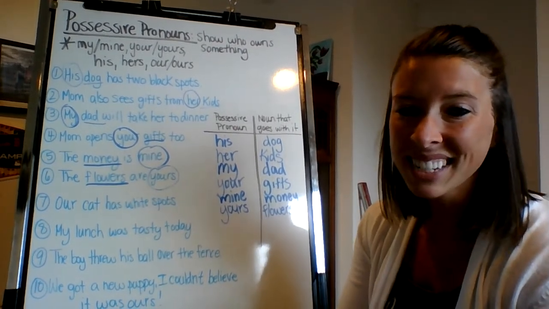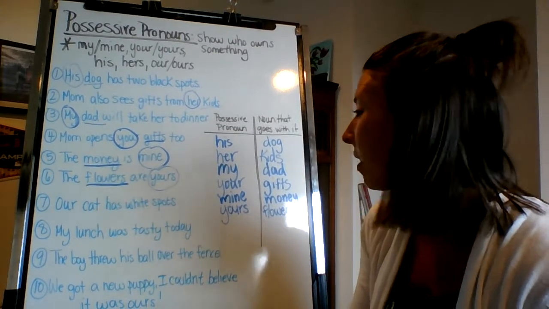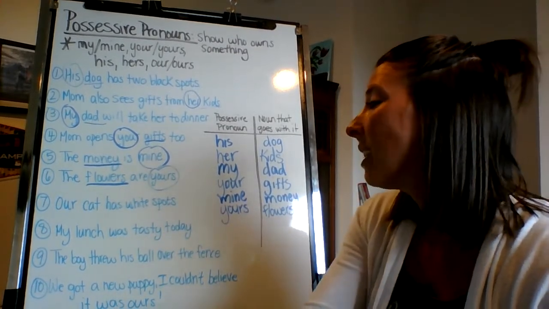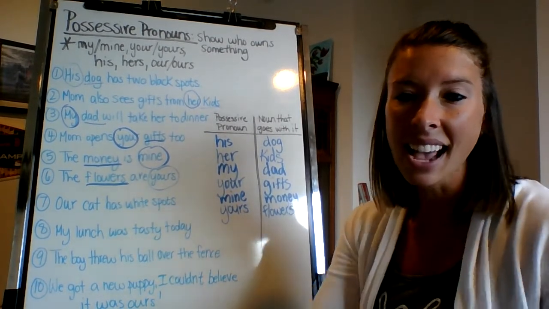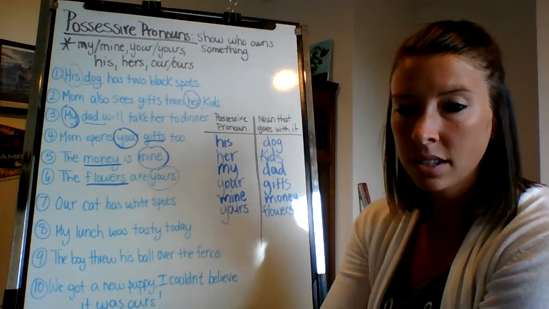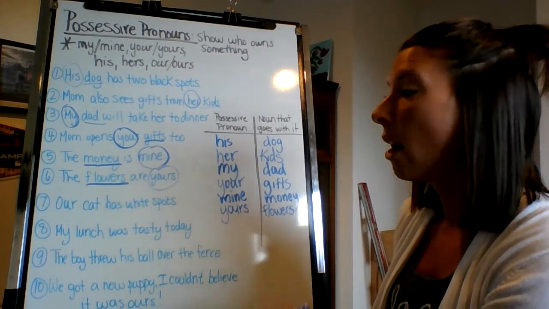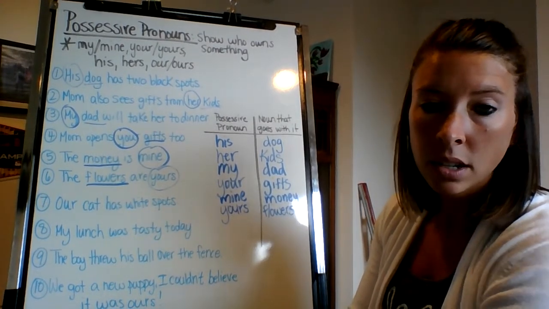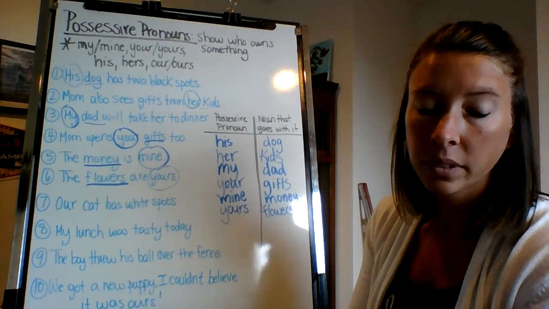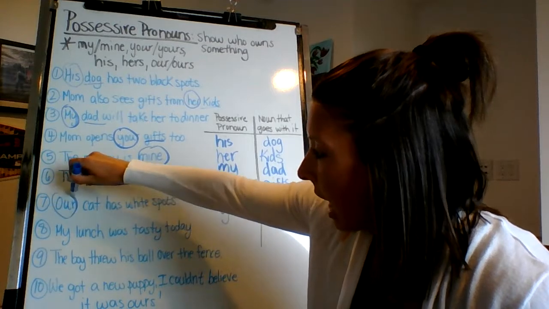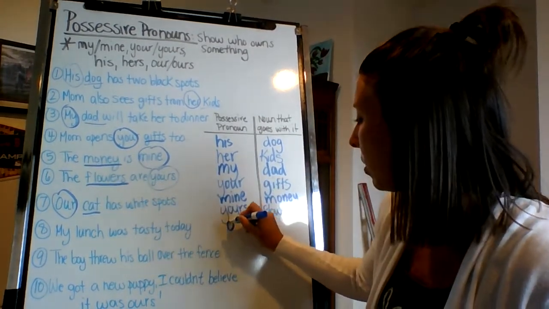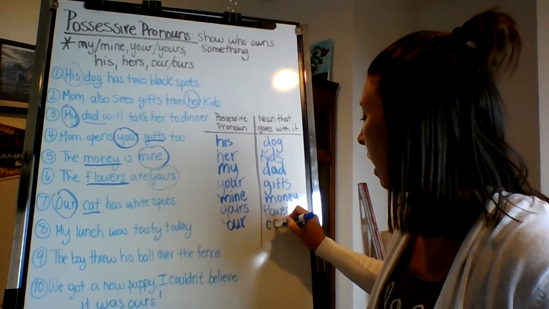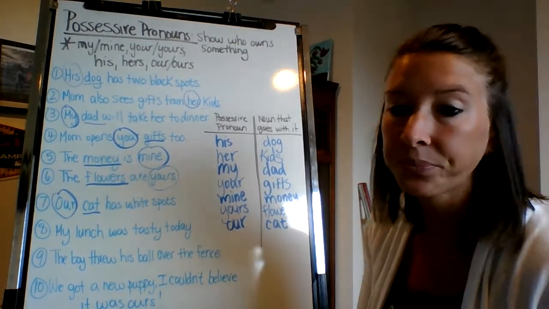Couple more to go. Sentence number 7. I hope you're still reading along with me. Our cat has white spots. Record your possessive pronoun and the noun that goes with it. Did you write down our for the possessive pronoun and cat for the noun? Those ones are right next door to each other. Our cat.